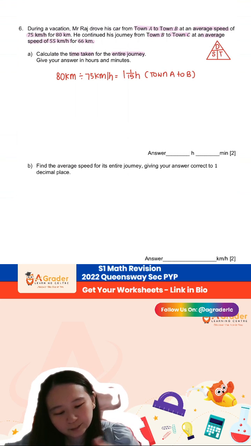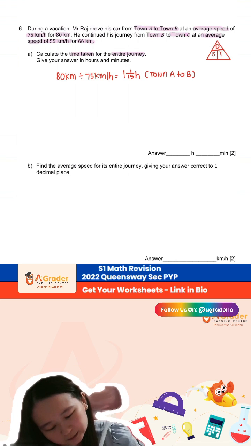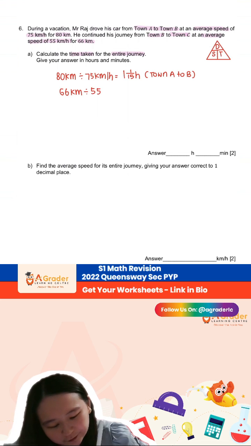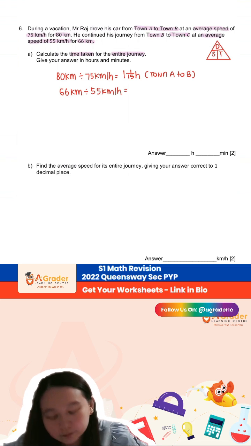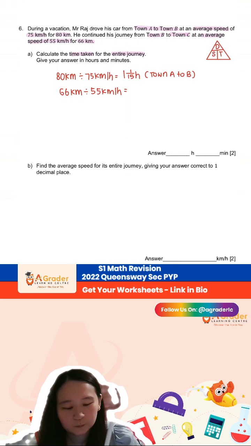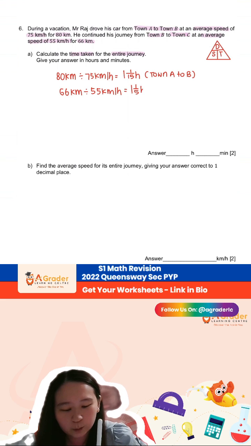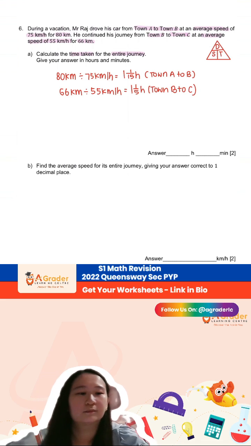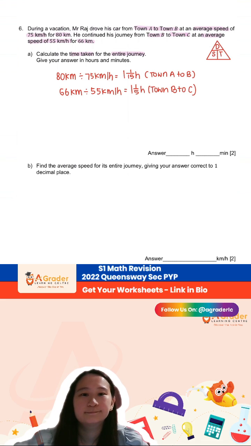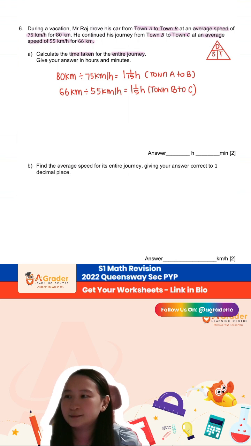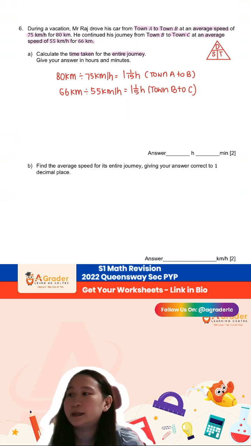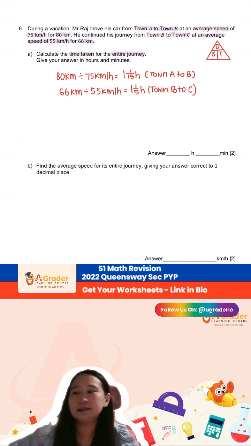Same for the second part of his journey. We take the distance 66 kilometers divided by the speed of 55 kilometers per hour. We get 1 whole 1 over 5 hour. So this is for town B to C. Okay, so we have the time taken for the two parts of his journey, then we just need to add them up to find the total time taken for his entire journey.